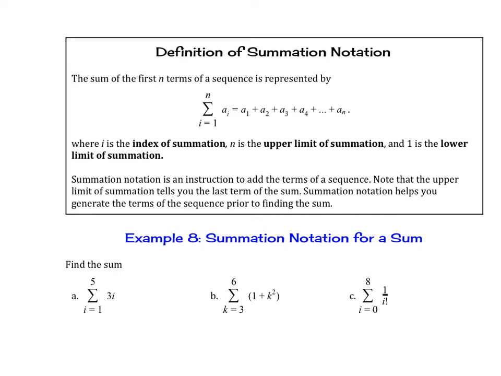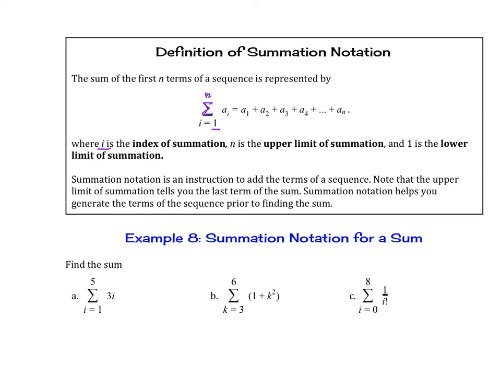Let's look at summation notation. The sum of the first n terms of a sequence is represented by sigma, with n on top, i equals 1 on the bottom, and a_i, and those are the terms you're adding together up to that nth value. Now, to define it a little more, i is the index of summation, and n is the upper limit of summation, so it goes to that point.